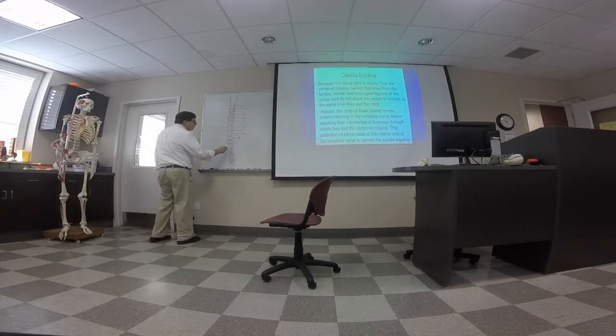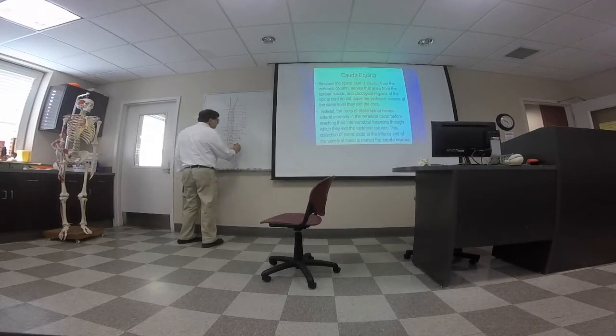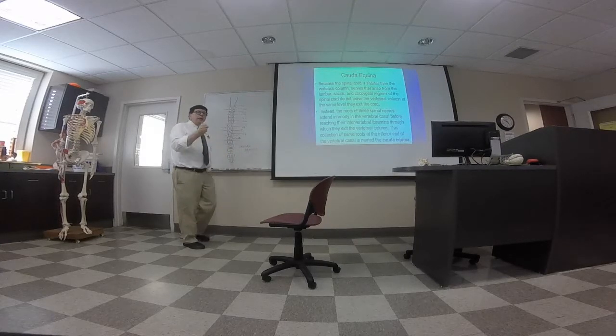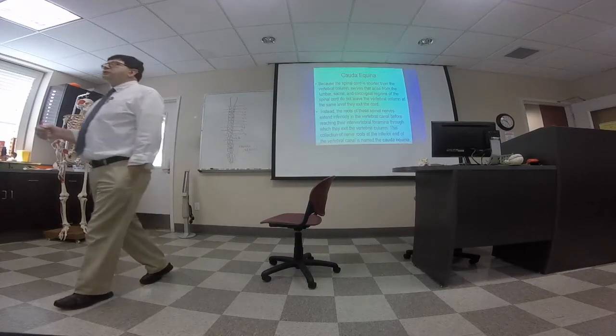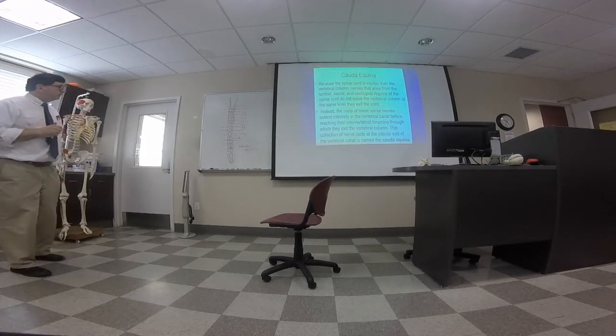In fact, this bundle of roots has a particular name. It's called the cauda equina. Is that just in between L4 and L5? No. Anywhere below L2, you have a bundle of roots that are referred to as the cauda equina, which means the tail of the horse. Why? I guess because these roots resemble a horse's tail.